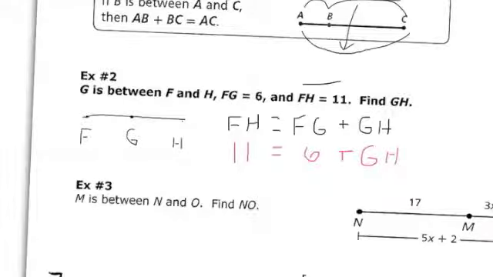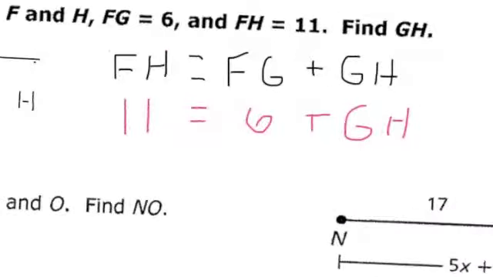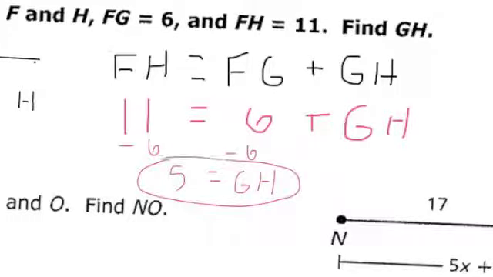Now all we need to do is solve this equation. On both sides, we're going to subtract 6. That gives us 5 equals GH. We wanted to find GH, so this would be your segment length of GH. Not so bad, right?